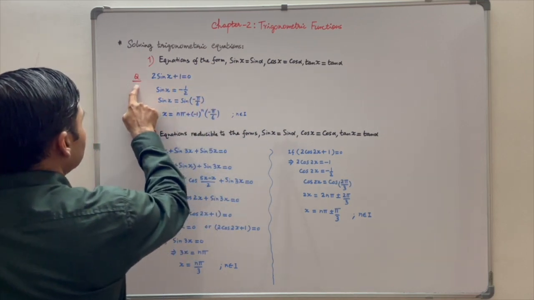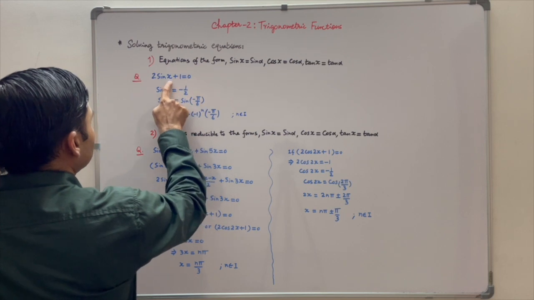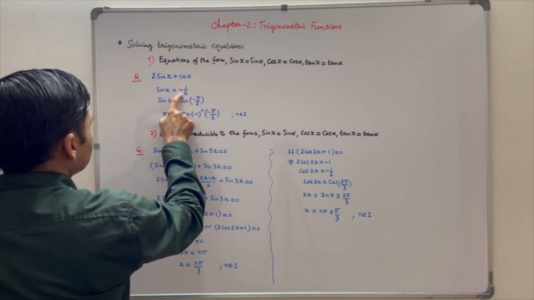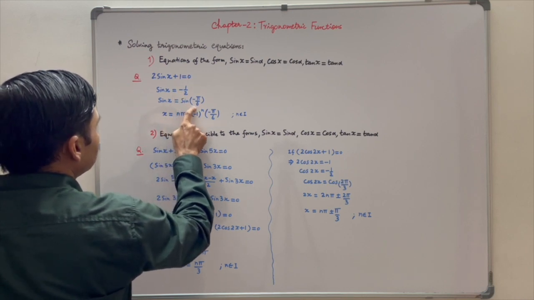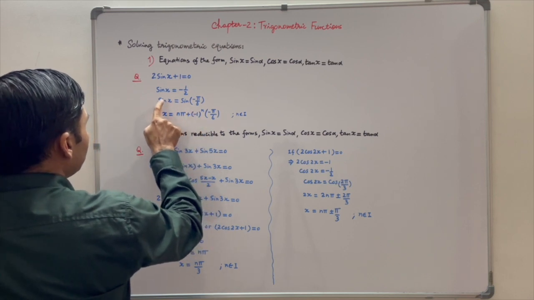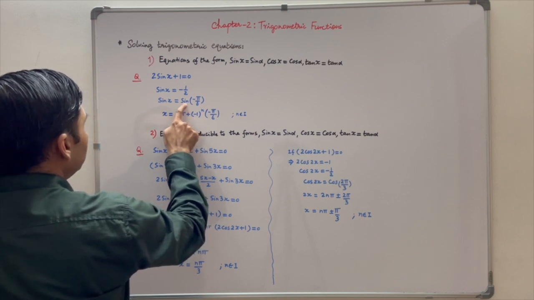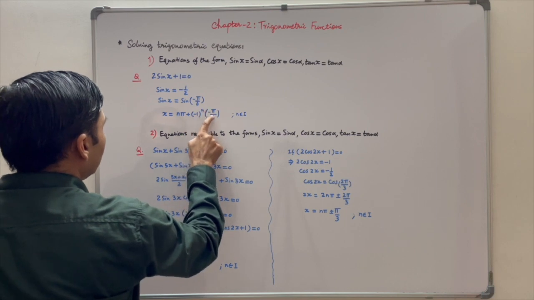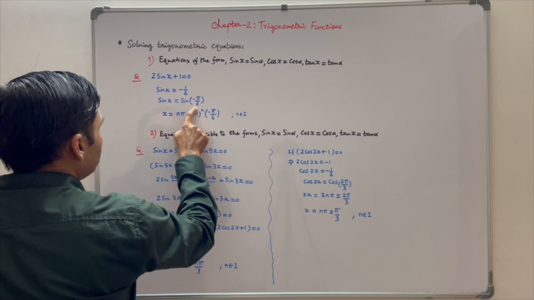Let us see this question. 2 sin x plus 1 is equal to 0. We have to solve this trigonometric equation. Sin x is equal to minus 1 by 2, and this can be written as sine of minus 30 degrees or sine of minus pi by 6. Now this is in the form sin theta is equal to sin alpha. So the general solution will be theta is equal to n pi plus (minus 1) to power n alpha, where theta is equal to x and alpha is equal to minus pi by 6.